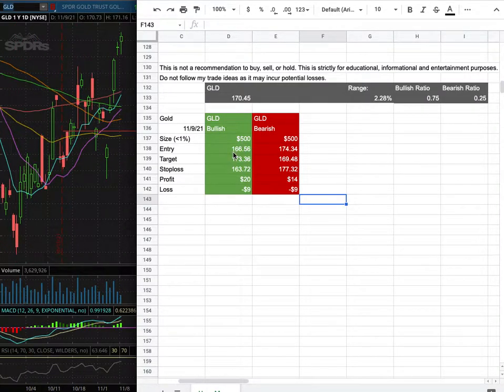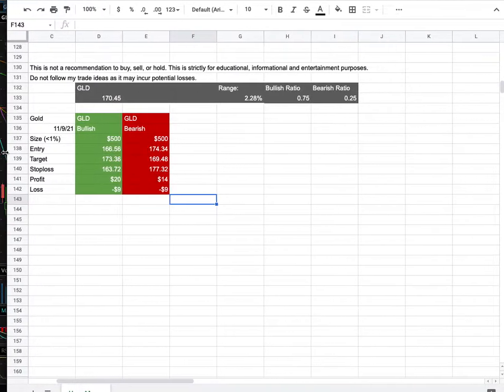My long entry is at $166.56, and that is this range here. My sell target is at $173.36, and my stop loss is at $163.72. However, if I were to open a short position, my entry is at $174.34, and my sell target is at $169.48, and my stop loss is at $177.32. So whichever entry price were to hit first, that'll be my position of the week.